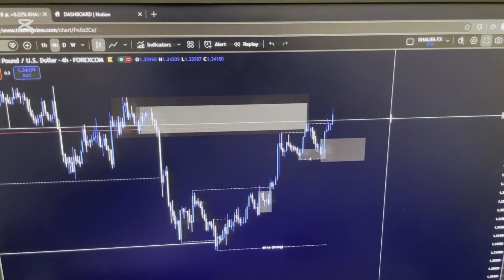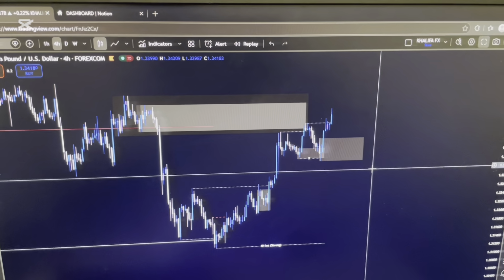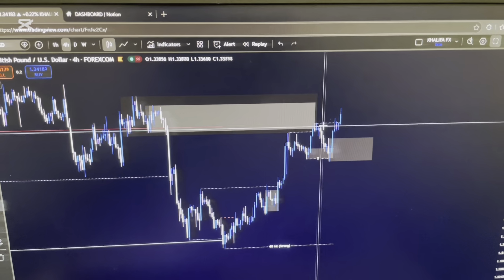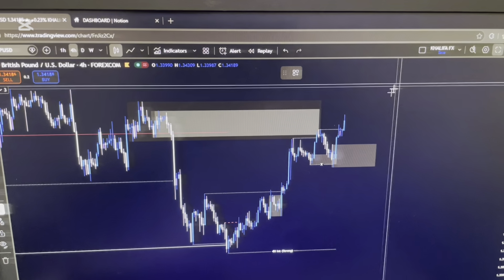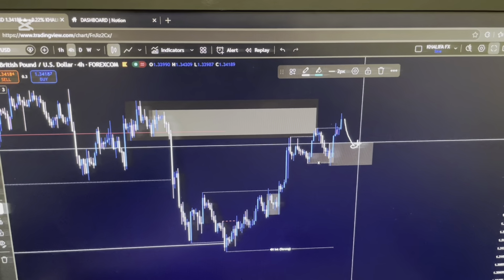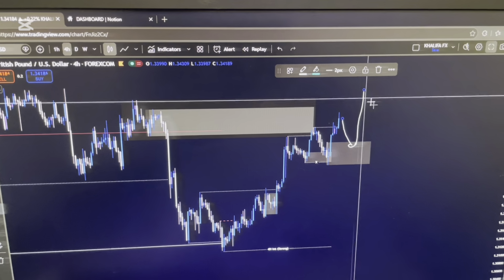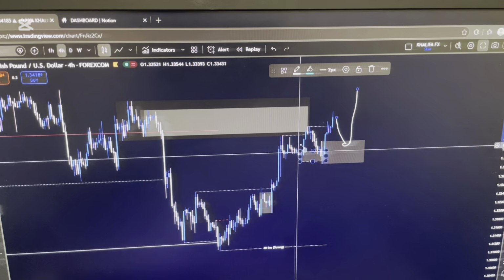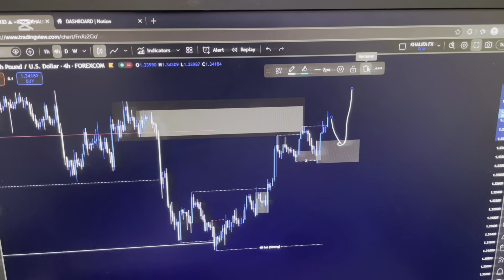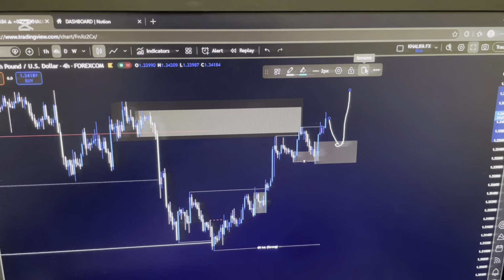So yeah, now what I'm looking for in GBP USD is that I'm just waiting for price to pull back in here, give me a confirmation so that I'll look for an entry to the upside again, because this is a clear bullish trend. I'm not trying to fight it, right? So yeah, that's it for GBP USD.